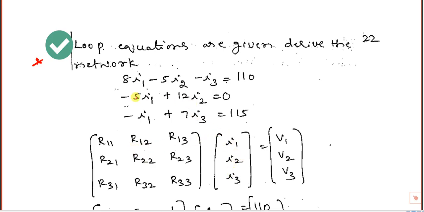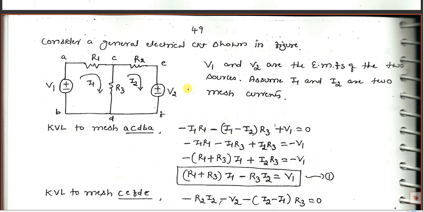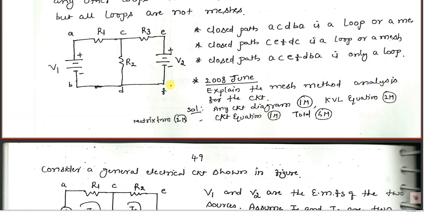I1, I2, I3 are mesh currents, and right sides are voltages. The voltage in mesh 1 is 110, voltage in mesh 2 is 0, voltage in mesh 3 is 115. So we have to recall the concept of the first module. So how to write KVL for this? Consider this circuit. Okay, R1, R2, R3, V1 and V2.